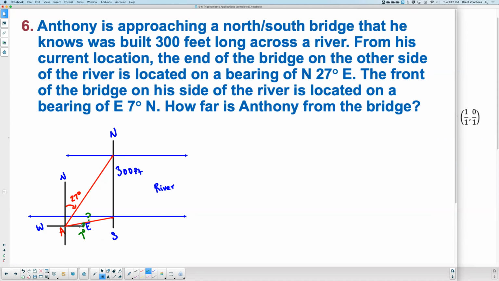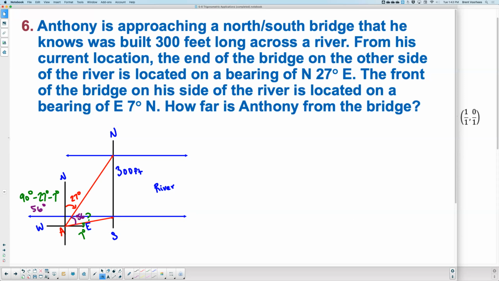Okay, so here's what I know. From north to east, that's a total of 90 degrees. And it looks like I have 27 over here and 7 on the outside. So these 3 angles together should be complementary. That means if you took 90 and subtracted the 27 and subtracted the 7, you should find out how many degrees are right in there. Complementary means adds to 90. When I add these, those two together are 34. So 90 minus 34 is 56 degrees.